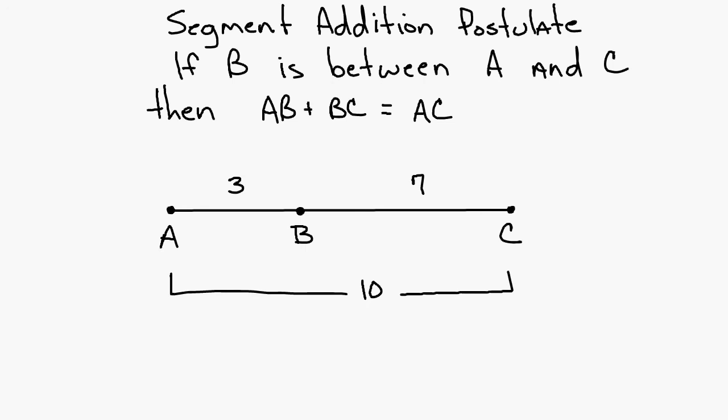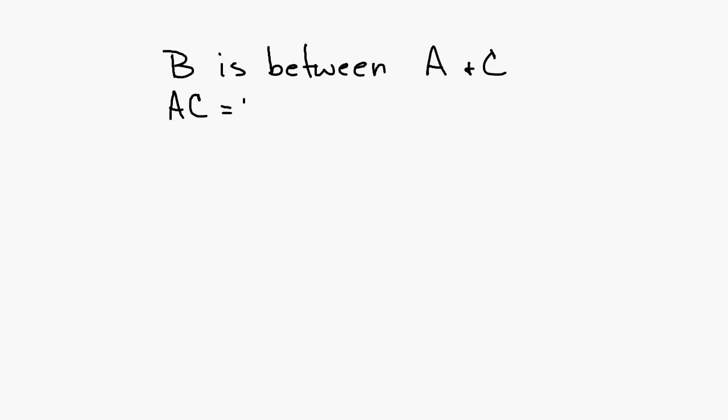Example 3a on the top of page 15 says that B is between A and C. It says that AC equals 14, BC equals 11.4, and it asks you to find AB.